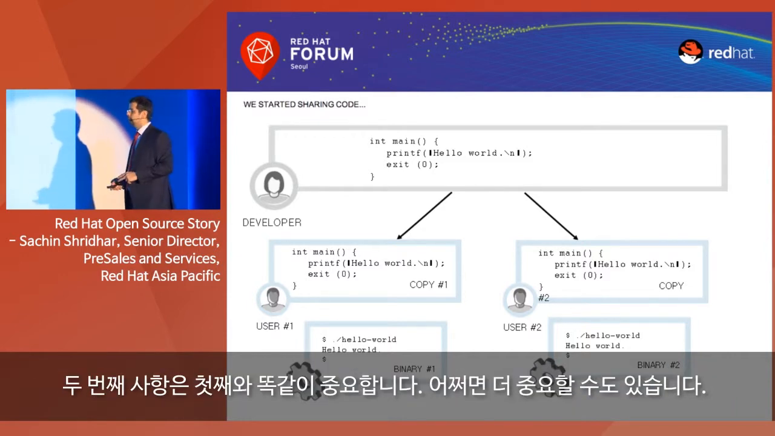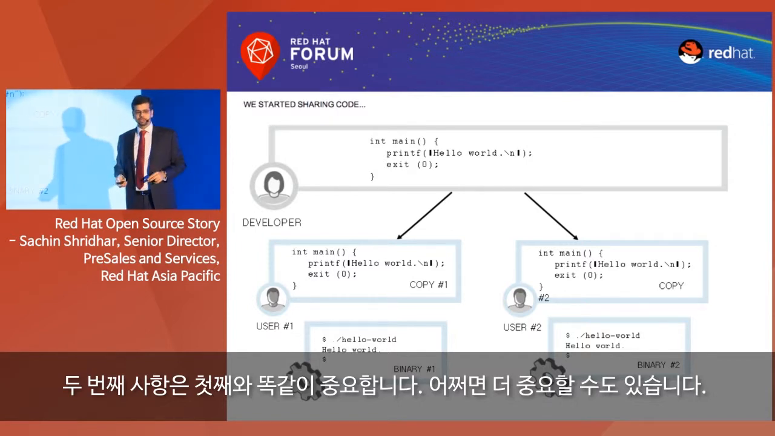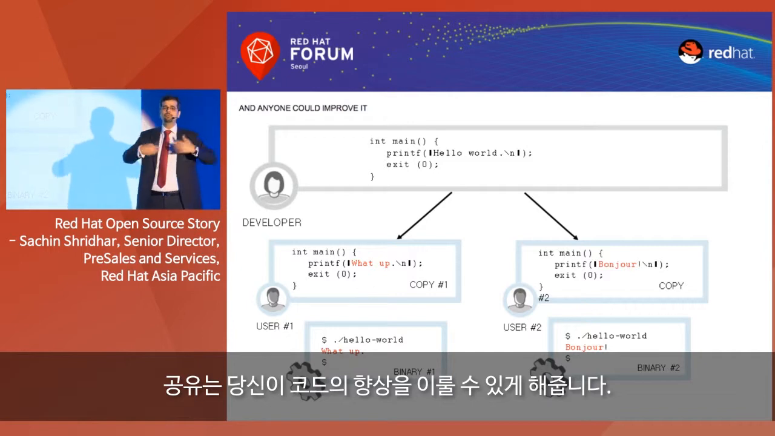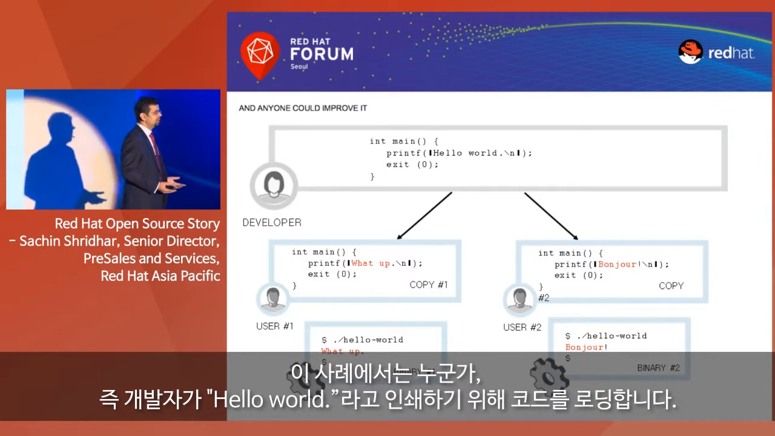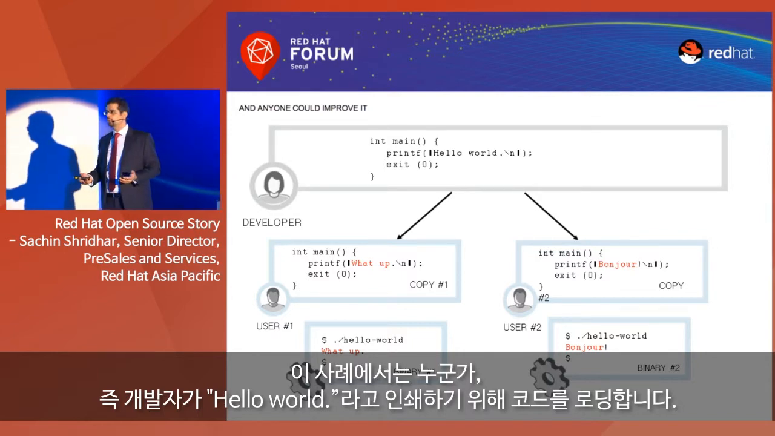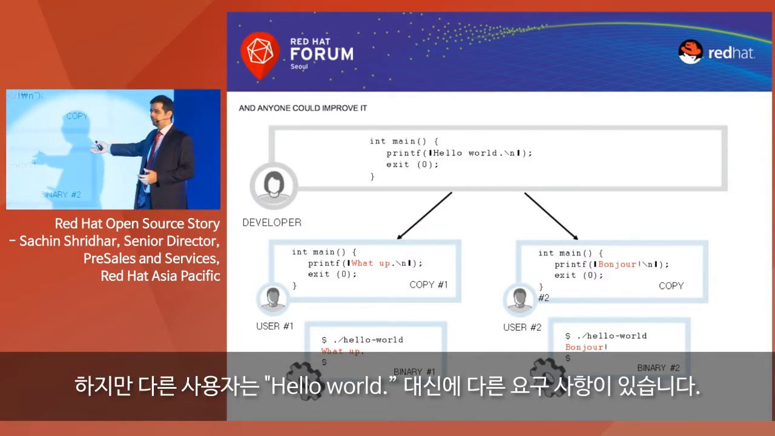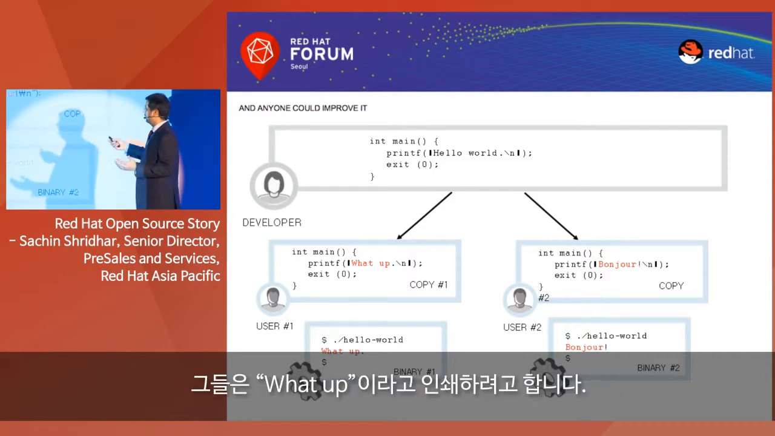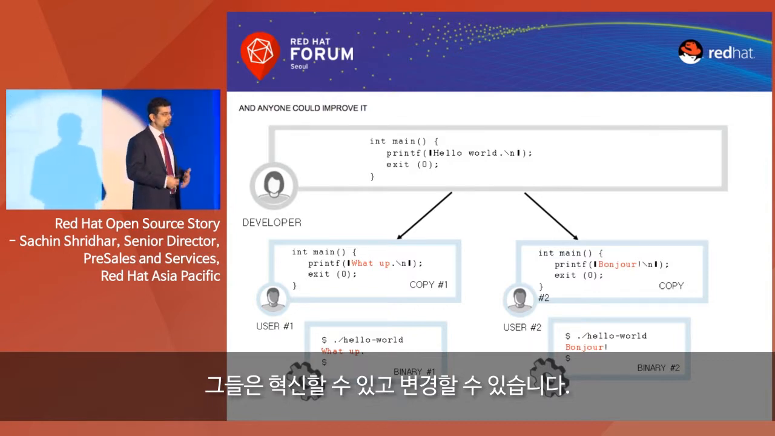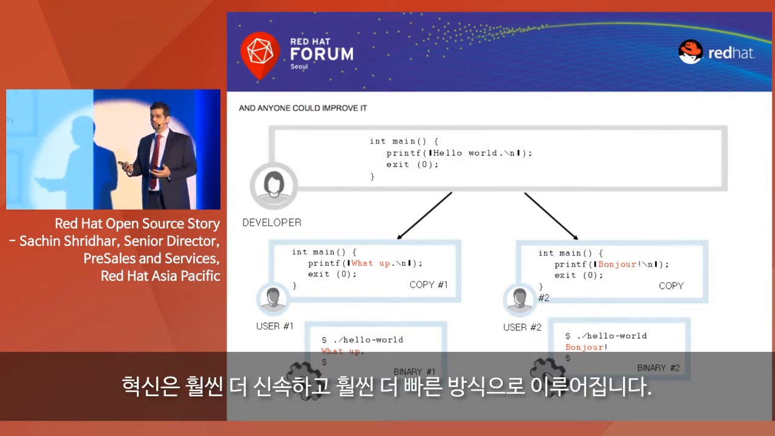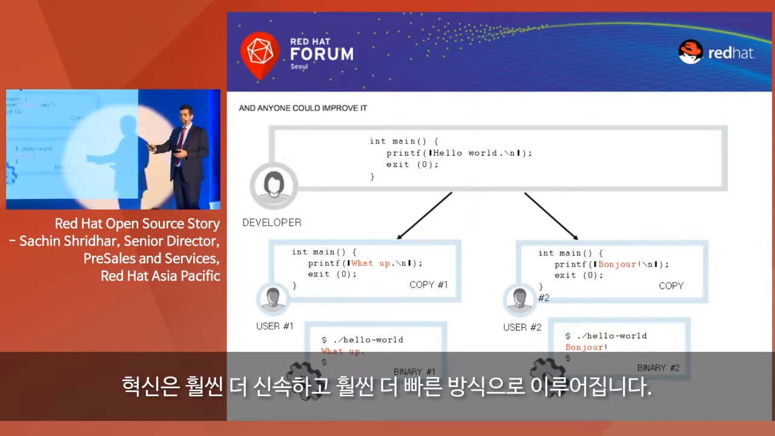But number two, and equally important, or maybe even more important, sharing allows you to improve the code. So in this example, the developer wrote the code to print "Hello World." But other users have different requirements. Instead of "Hello World," they want to print "What's up." And they can innovate, they can change. And when innovation happens this way, it becomes much more rapid, much faster.